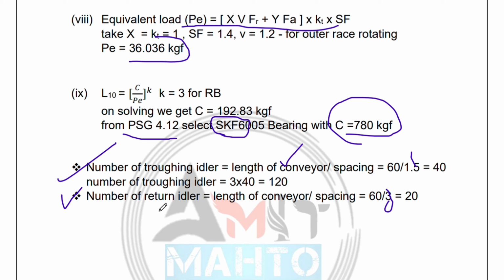Next, number of return idlers. Return idler means bottom idler, you can also say. So that is length of conveyor upon spacing. Length of conveyor, which is given in the question, is 60, and for bottom running we took the spacing value 3. This 1.5 and 3 we have already taken in step number 2, you can go and see that. Okay, and you will get the answer. Both answers you will get.